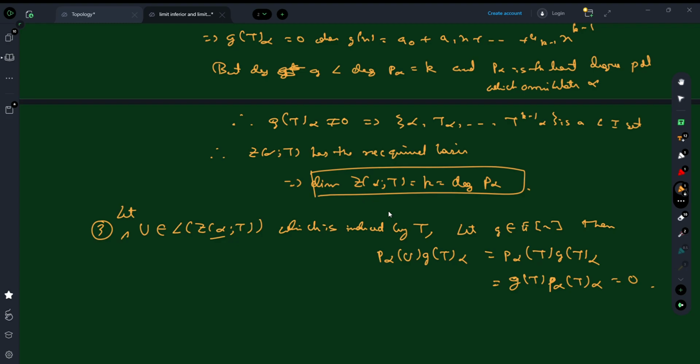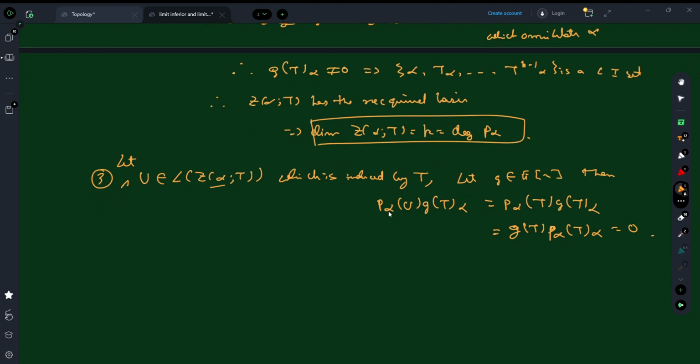So that means now if you consider this to be a vector, that is an element from Z(alpha; T), so that's clearly an element of Z(alpha; T), right? So that means therefore p alpha(U) is a 0 operator. So it's clearly a 0 operator on Z(alpha; T), right?